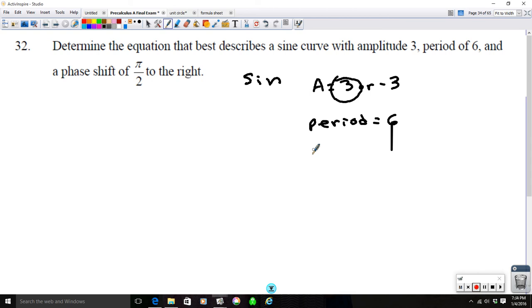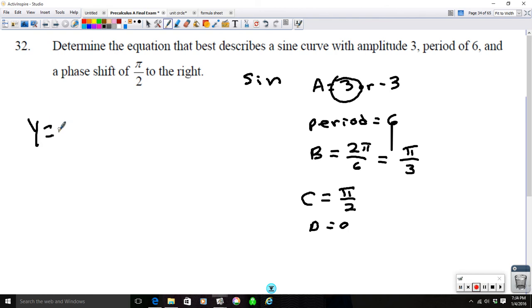If the period equals 6, we know B is going to be equal to 2 pi over 6, which is pi over 3. It gives you a phase shift of pi over 2 to the right. So C is going to be equal to positive pi over 2. It doesn't mention a vertical shift, so assume D is equal to 0. So therefore, our equation is going to be y equals either positive 3 or negative 3 sine of pi over 3 times x minus the phase shift of pi over 2, plus 0. You could leave it like that.